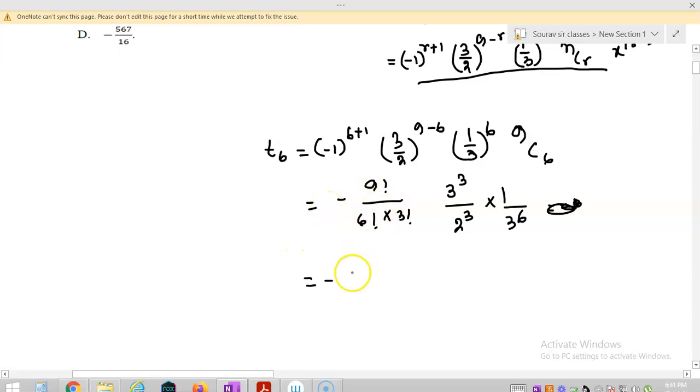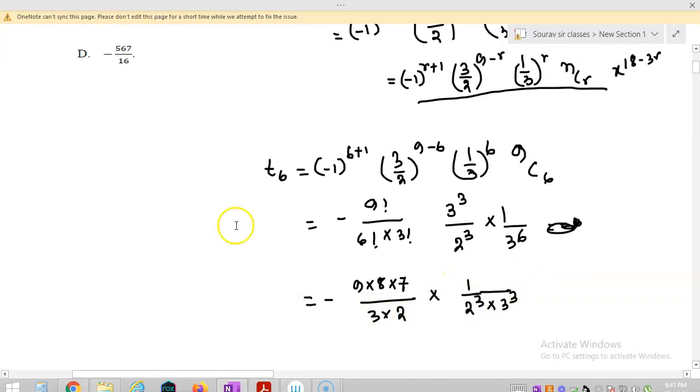So 6 factorial will be out. So it will be 9 into 8 into 7. I am cancelling 6 factorial from numerator and denominator, and it will be 3 into 2, right students? Into, it will be 1 by 2 cube into 3 cube, right students?